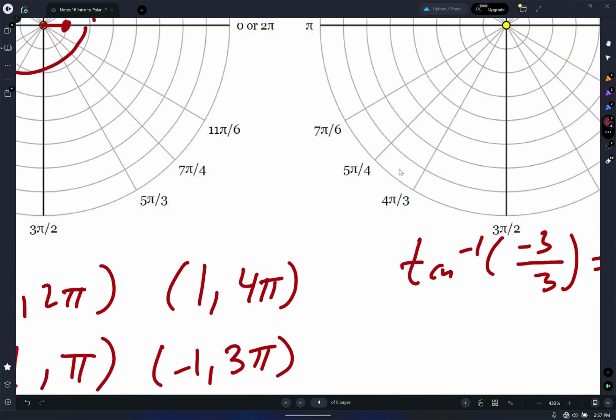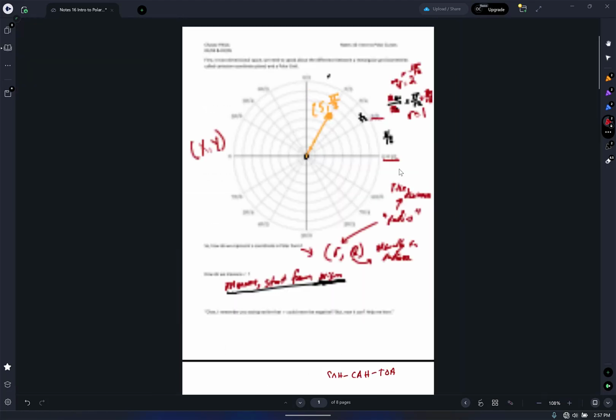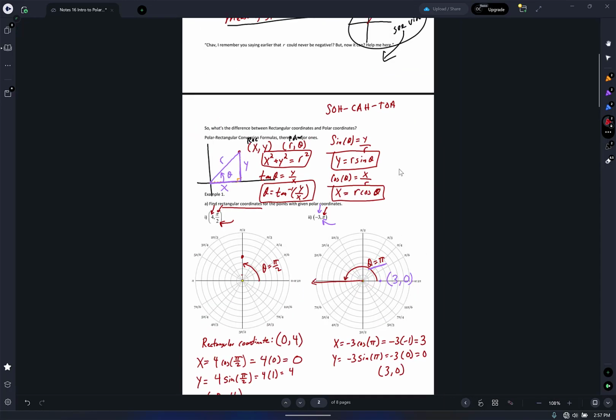Okay. But if you didn't know that, it's okay. You could have done this. You said, well, I have a formula here. So look at this formula that we wrote right here.